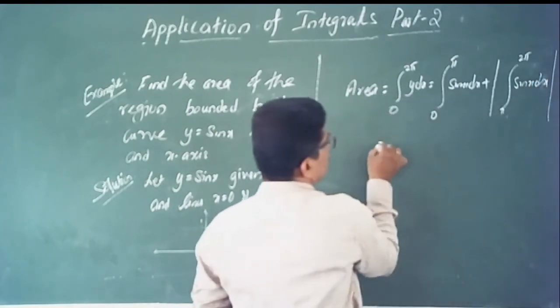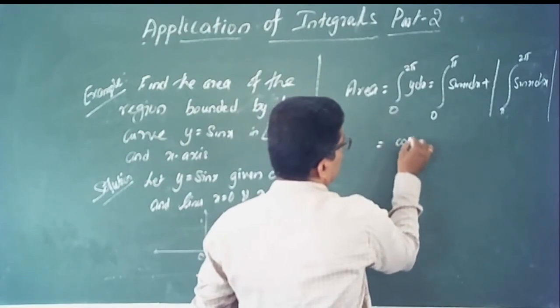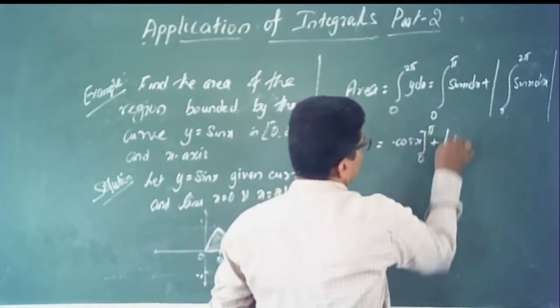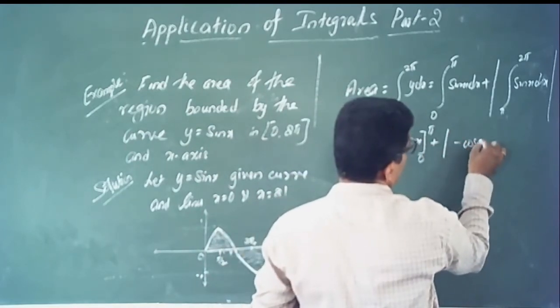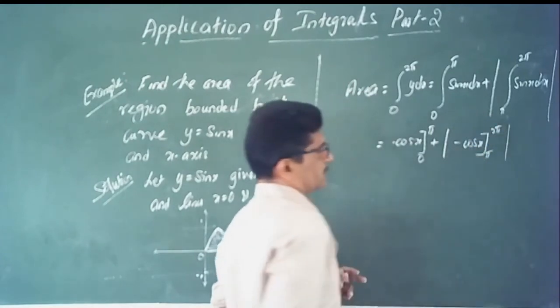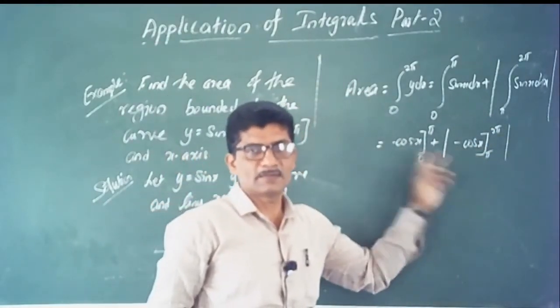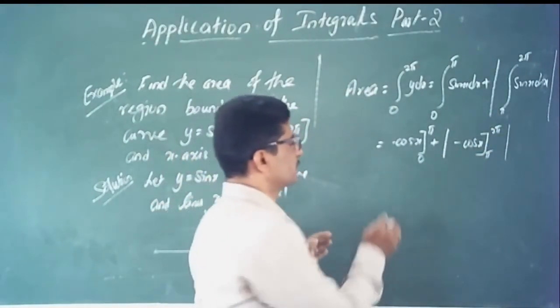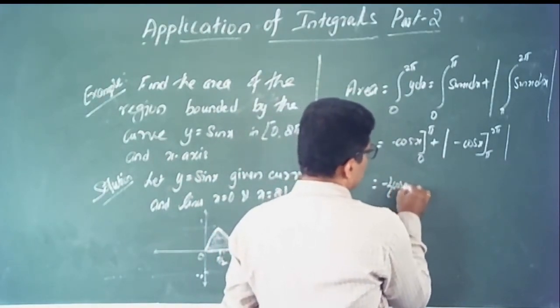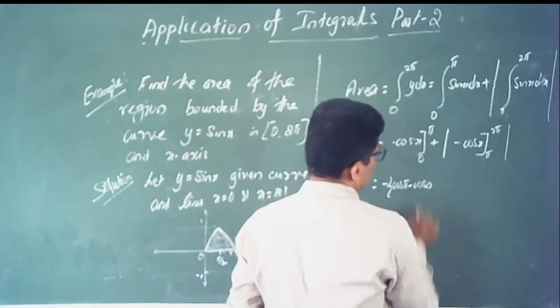It is clear? The integral of sin x is minus cos x. The range is 0 to pi, plus modulus of here also minus cos x. The range is pi to 2 pi. Very simple result. But here you should take modulus, absolute values. Area is always positive. Keeping minus outside, cos pi minus cos 0. It is clear?